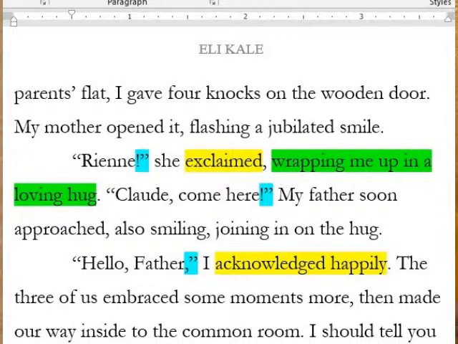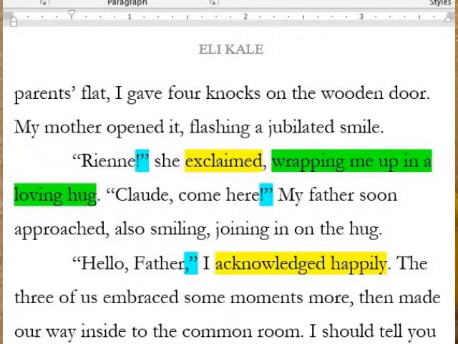Now, in regular sentences, you would think an exclamation point ends a sentence, so the next word should be capitalized, right? Not all the time when it comes to dialogue. In this case, "Rienne," she exclaimed, the lowercase s in she is correct, because that's just the way it works. There's no real other way to say it. She exclaimed, comma, wrapping me up in a loving hug. Wrapping me up in a loving hug is just a clause. Again, it's the beat that goes along with the tag.